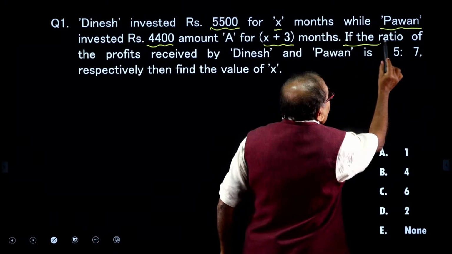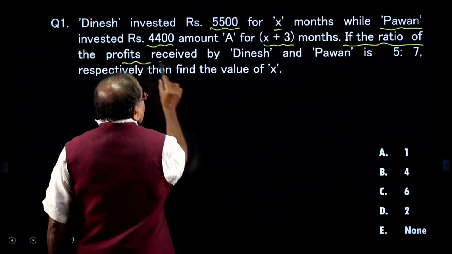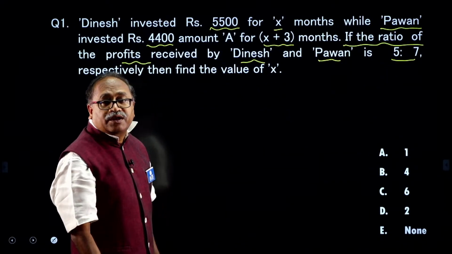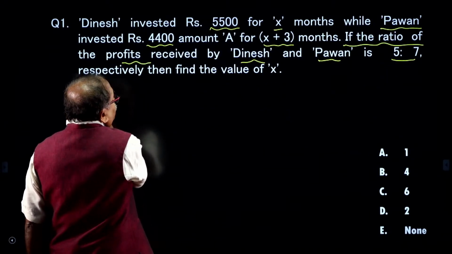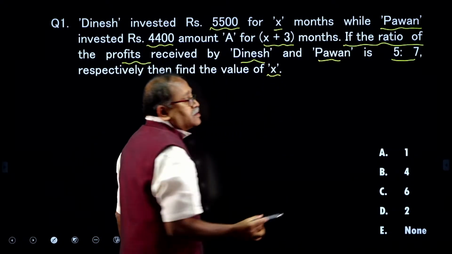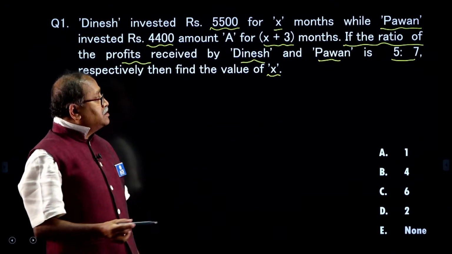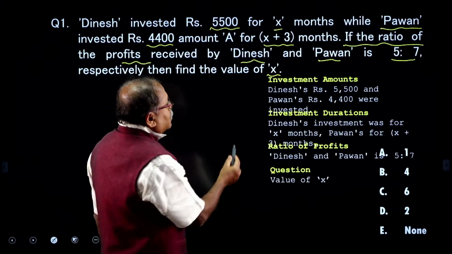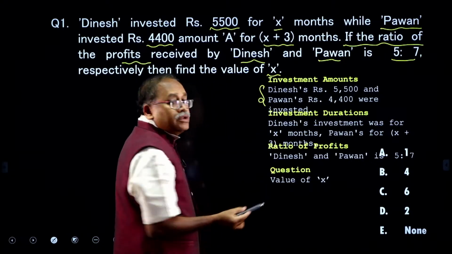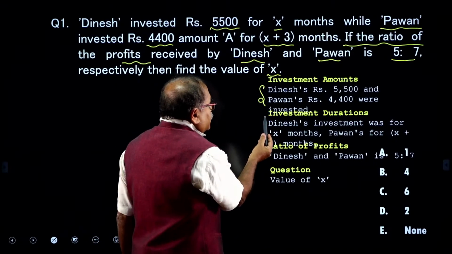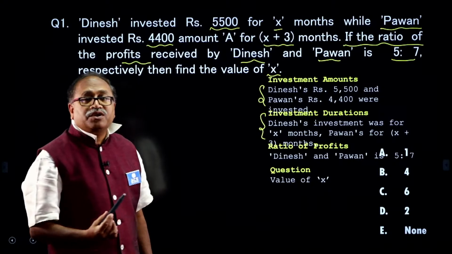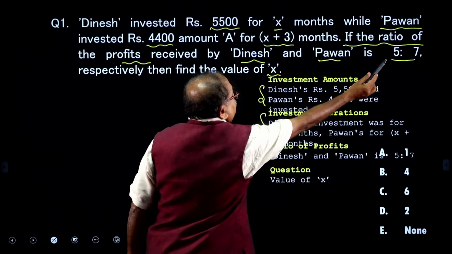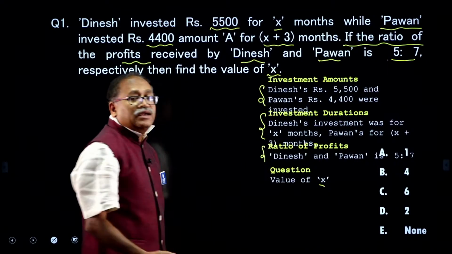Now, it says that if the ratio of their profit, so we have the ratio of the profit of Dinesh to Pawan is also given to us, right my dear friends. So, then you have to find out what is the value of X. Can you do that? Try this one, I will just wait for a few minutes. Okay. So, these are the facts given to us. We have the investment of Dinesh and Pawan, and we have the investment duration, and we have the profit ratio also of Dinesh and Pawan. You need to find out the X value.